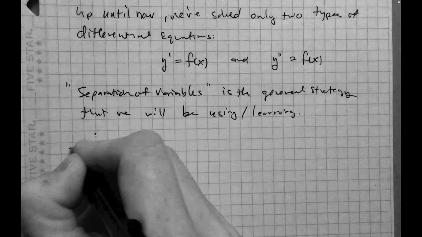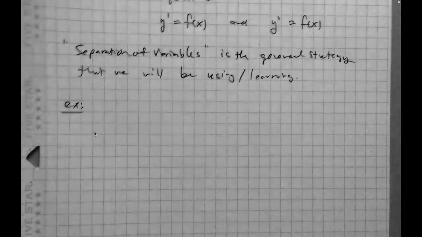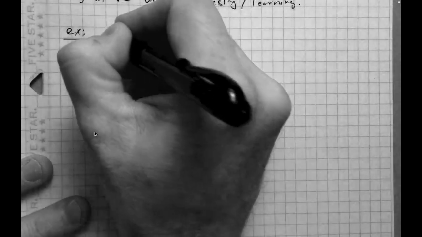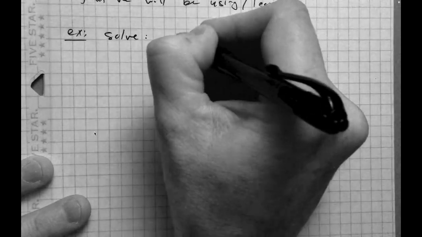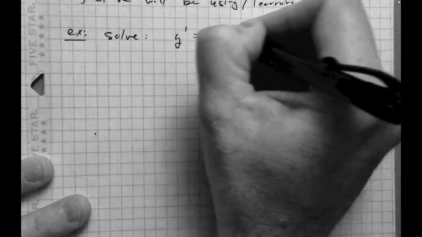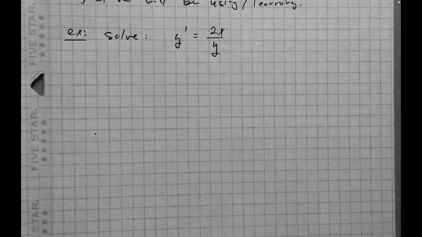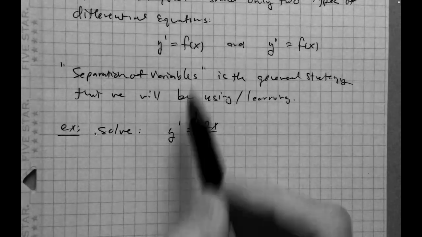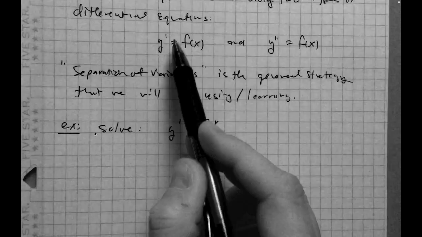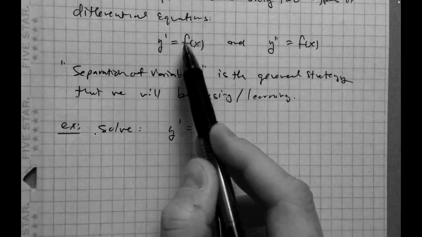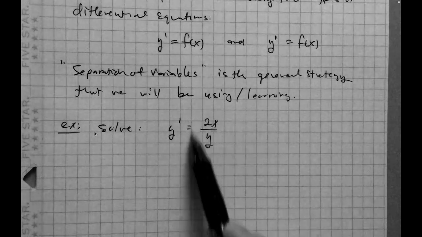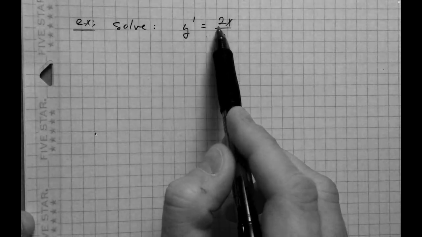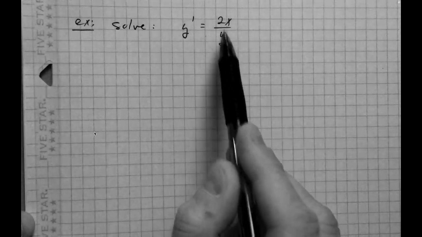So let's start with an example. We're going to have some differential equation that we want to solve. Let's say we want to solve an equation that looks like this: y prime equals 2x over y. This is obviously different from the differential equations we've seen before. We've only dealt with differential equations where the right-hand side was a function of x, and that is not the case here.